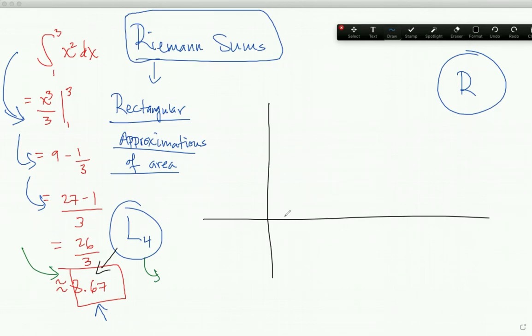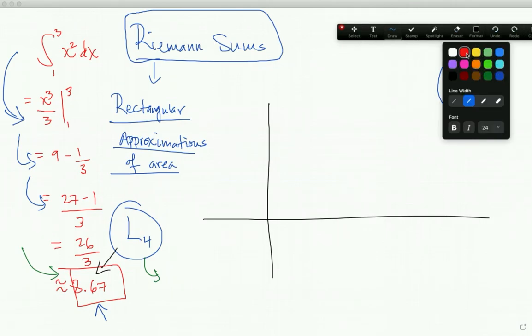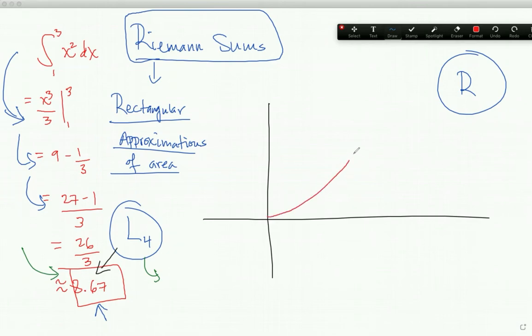So for the trapezoidal rule, if we return to the same function, x squared, again from x equals 1 to 3, and just for the sake of practice, here's 2. So we're using a trapezoid now.